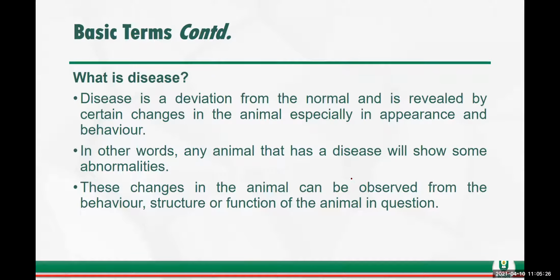Now, what is disease? That's the second point for today. Disease is a deviation from the normal physiological state of the animal, and this is revealed by certain changes in the animal, especially in the behavior and the appearance of that animal. In other words, an animal that has a disease will show certain abnormalities in the behavior, in the structure, and in the function of the affected animal.